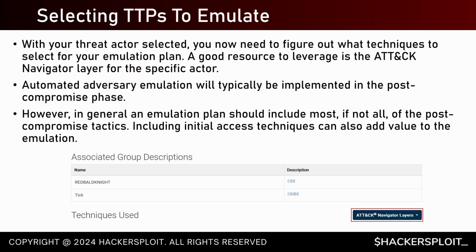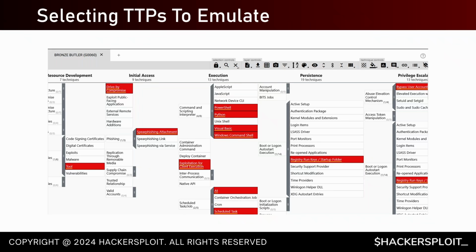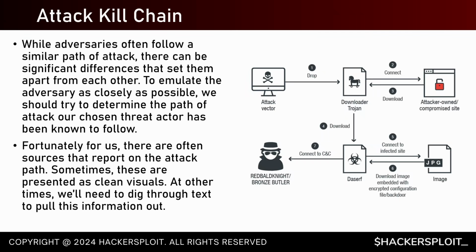Touching specifically on the process of creating a plan, in general, an emulation plan should include most, if not all, of the post-compromise tactics. Initial access techniques can also add value to the emulation plan. But of course, if the organization tells you that, hey, we don't want you to do any initial compromise, just emulate post-compromise TTPs, then you'd need to adapt accordingly. So very important to keep in mind. This is an example of the Bronze Butler TTPs on the MITRE ATT&CK Navigator, which we'll go through in a few seconds just to refresh your memory. And then of course we have the attack kill chain.